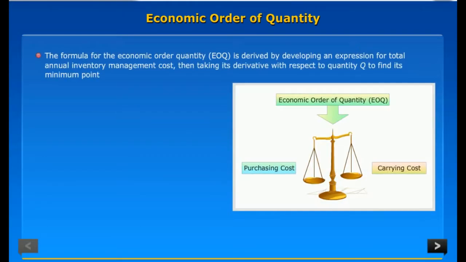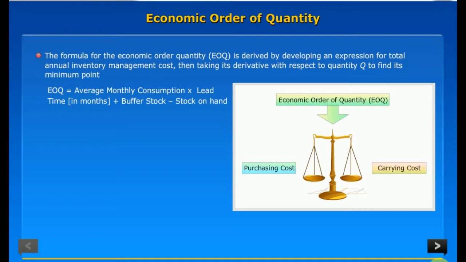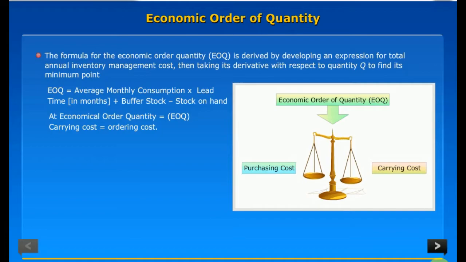Economic order quantity. The formula for the economic order quantity, EOQ, is derived by developing an expression for total annual inventory management cost, then taking its derivative with respect to quantity Q to find its minimum point. EOQ is equal to average monthly consumption times lead time in months plus buffer stock minus stock on hand. Economic order quantity is reached when carrying cost is equal to ordering cost. EOQ is equal to the square root of 2DS over IC.